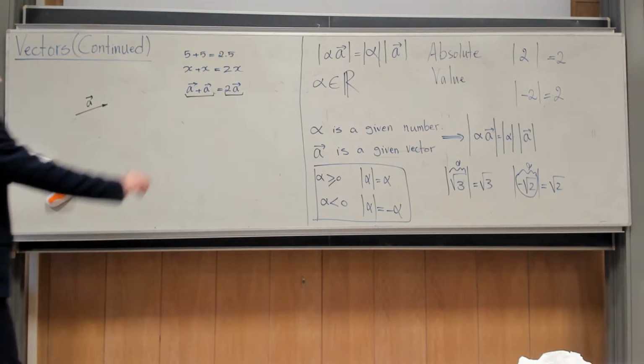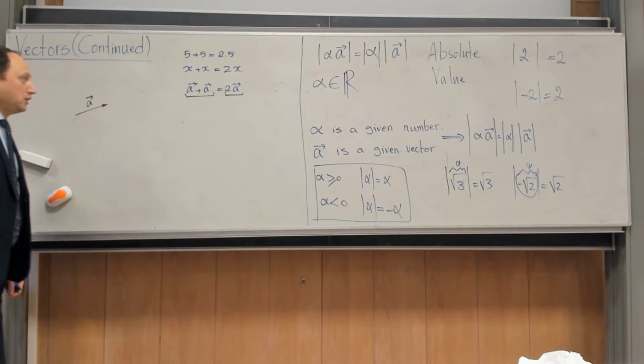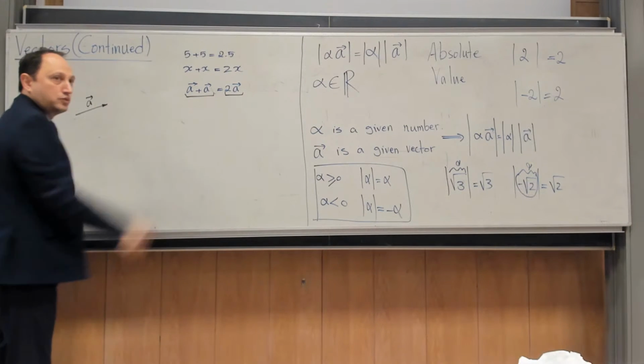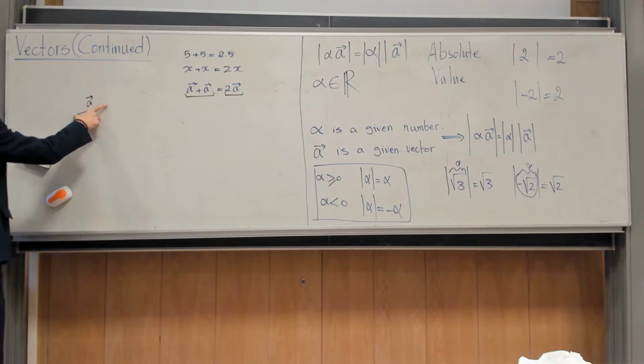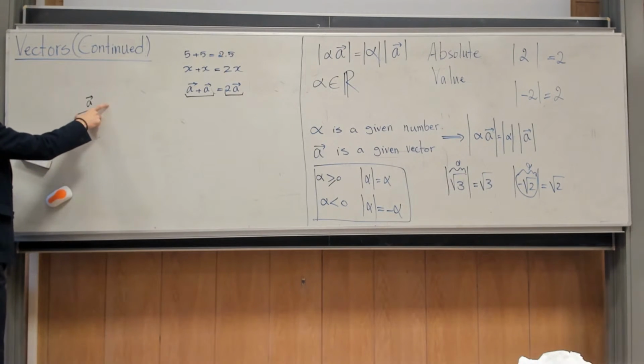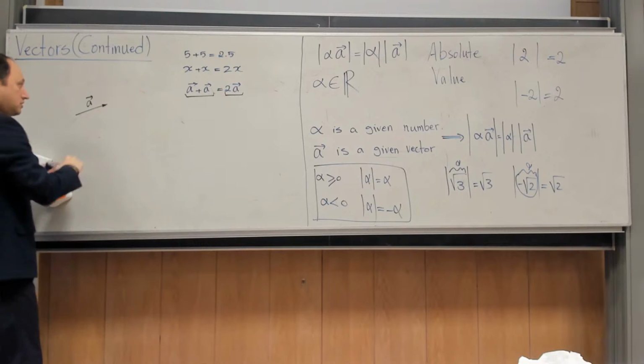Yes? So if I ask you, can you construct this vector for me? How do you do that? You remember, I need to add a vector to itself. This is my vector. If I want to add the vector, what should I do? I need to parallel transport this from the tip of this one. You agree? Just continue the line.